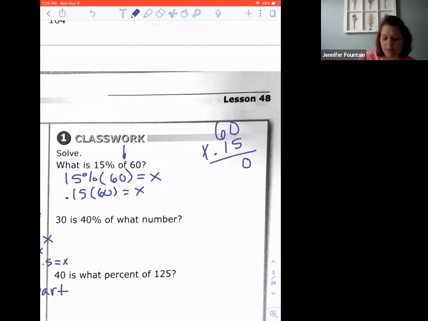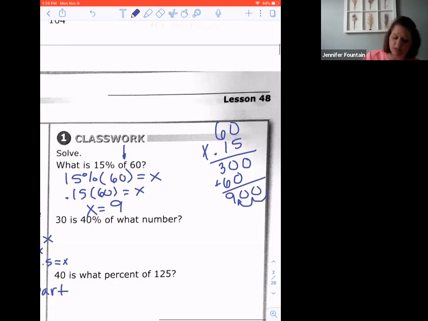0 times 5 is 0. 6 times 5 is 30. 0 times 1 is 0. And 6 times 1 is 6. Add them up. 0, 0, 9. Now I look at how many decimals I have in my original problem, and there's 2. So I start at the end and go over 1, 2 places. So X is equal to 9. Okay. Let's look at the next one.